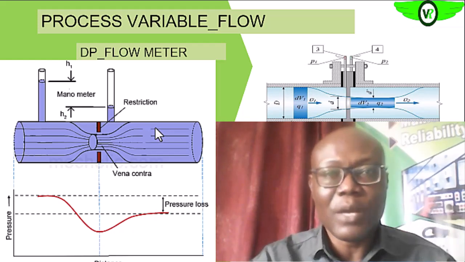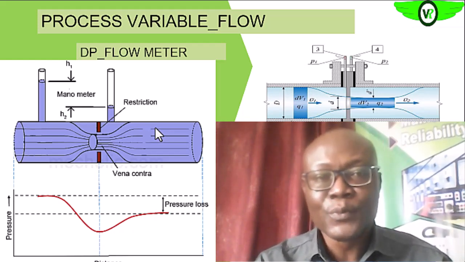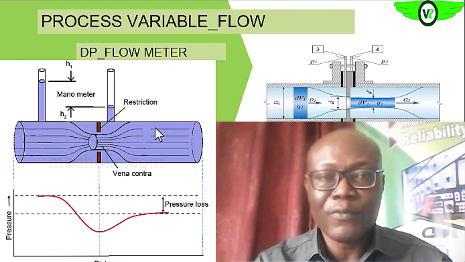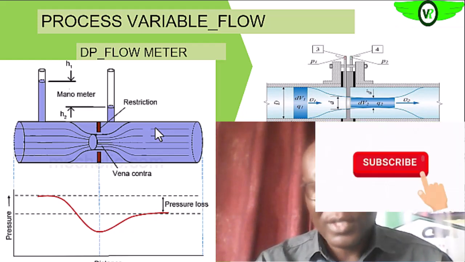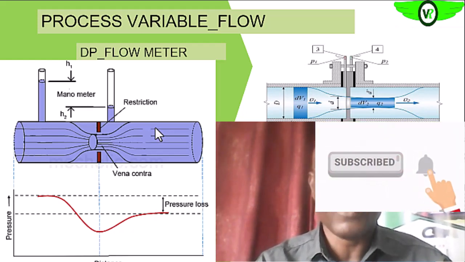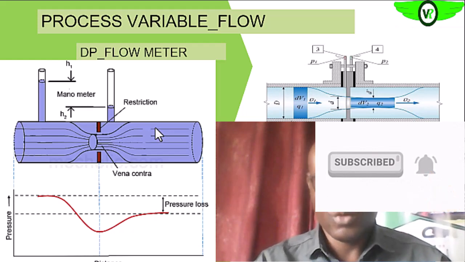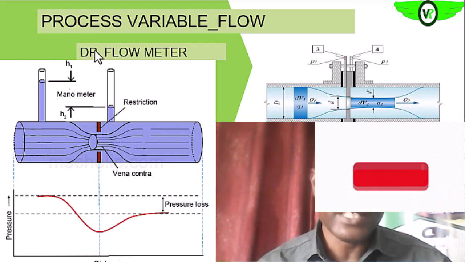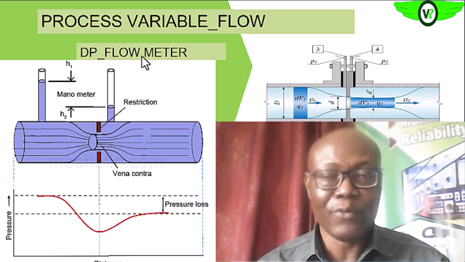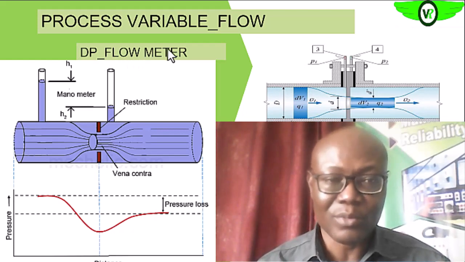The process variable that we are going to be looking at is flow. So how do we measure the flow of fluid through our pipeline or through a section of our pipeline? We are going to be using the differential pressure flow meter. That's what we are going to be looking at.